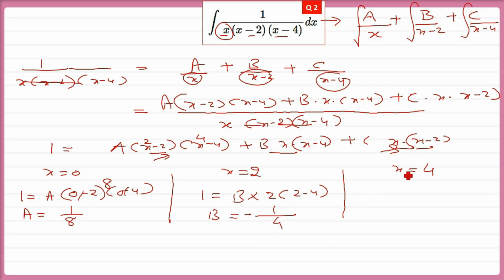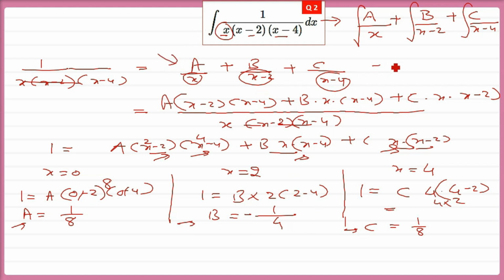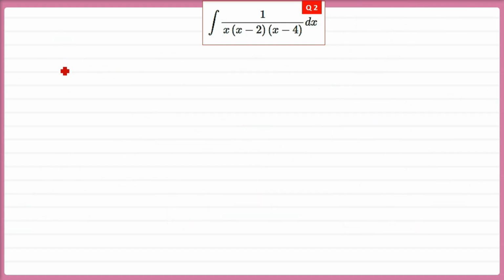Now coming to c. When you put x equals to 4, first and second term along with a and b will become 0. You will get a c here. Now put x equals to 4, so 4 minus 2. So 2 into 4 is 8. So c also has come as 1 by 8. So A, B, C we have got. Now replace these 3 in this one. Let us call it equation number 1, and then we'll integrate them separately. So the equation becomes like this. So we have already got the partial fractions.